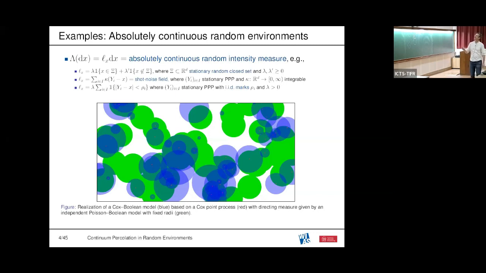Another example that will become useful for distinguishing things is this version of the shot noise field. You still accumulate the influence of an independent Poisson point process which carries its own marks. Is this clear?